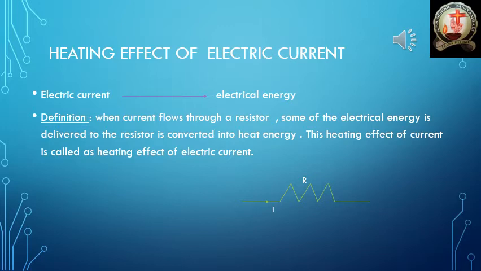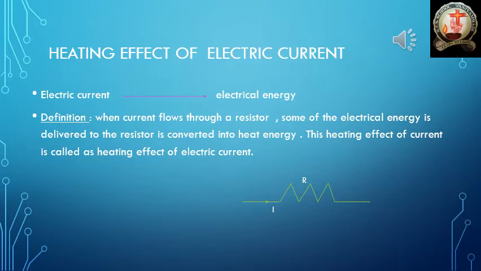Please all of you see the right side corner, down side. I inserted one symbol. I hope all of you know that symbol is the resistor. That resistor has resistance R, capital R, and that arrow mark indicates the current I.